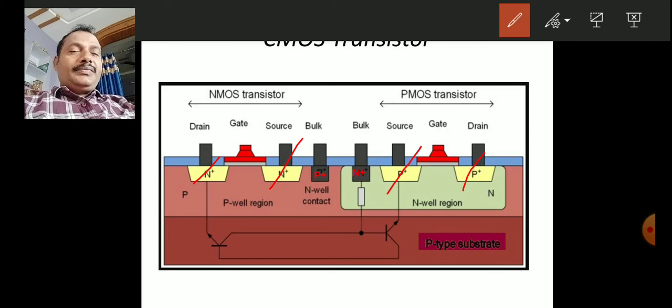And after that, a gate silicon dioxide material is formed here. And a metal contact gate is formed here. This is the gate. Here also the same gate is formed. And this is treated as drain, this is treated as source, and this is treated as source, and this is treated as drain in the PMOS and NMOS transistors.